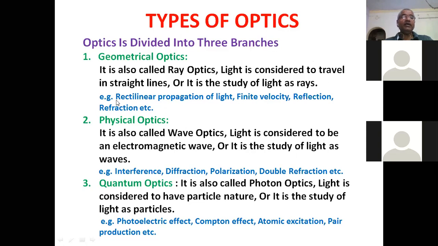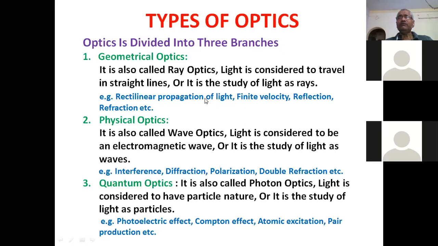The second property which can be studied using the geometrical optics is the refraction of light. So refraction of light means when a light travels from one medium to the other medium, for example, from rarer medium to the denser medium, or from denser medium to the rarer medium. So it changes its path, or the direction of the light is changed.